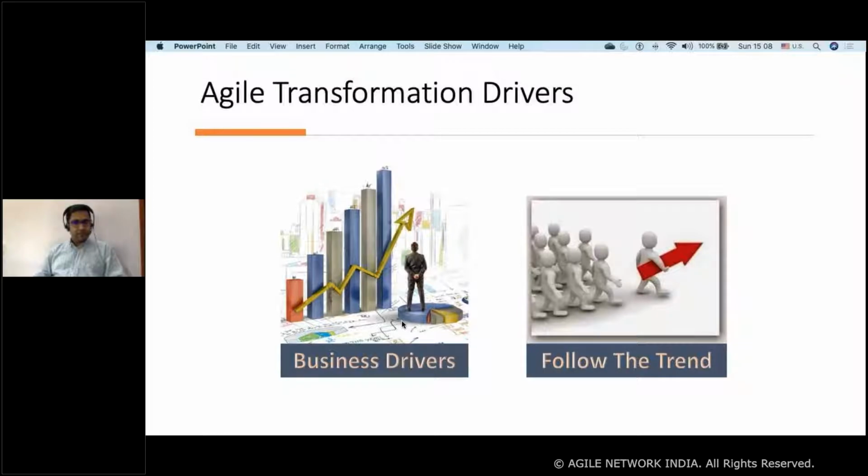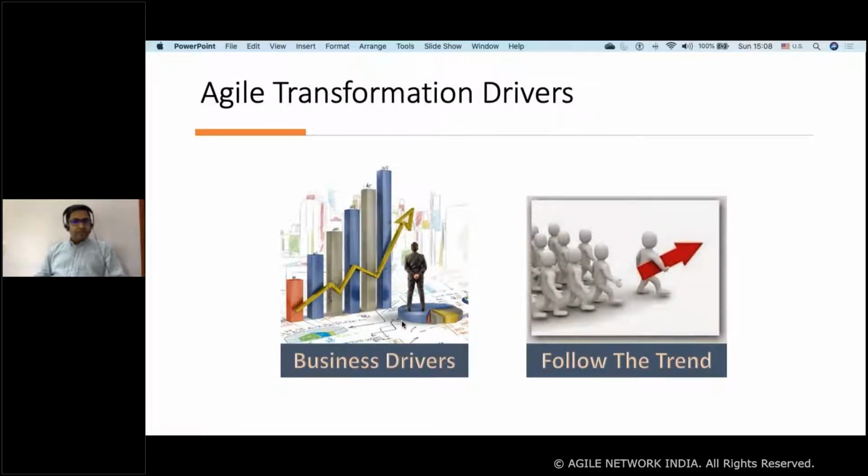Now, whatever the driver is and however each organization starts the transformation, agile transformation as such is a complex process. It's not a change in process, but rather a change in the culture of the organization, the very structure of the organization, and it even touches the way the organization does business. So it's a big deal for the entire organization.